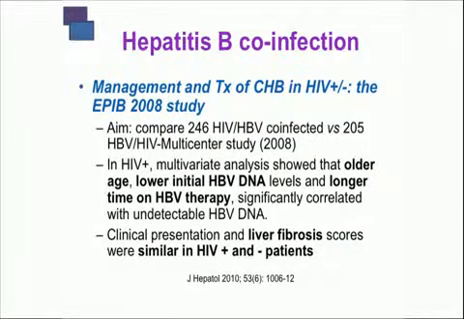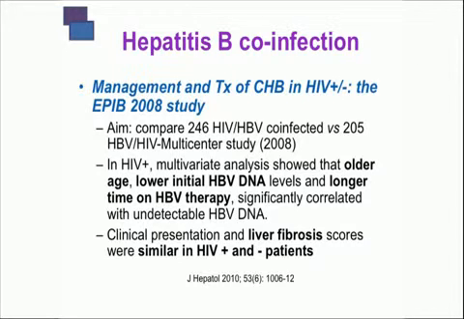And curiously, this paper just reflects what I said. It was published 2 years ago. It was performed in France, and it compared co-infected patients versus HIV negative. It was a multicenter study, and the conclusion was that in a multivariate analysis, older age, low initial levels of DNA, and longer time of HBV therapy significantly correlate with undetectable levels of DNA.